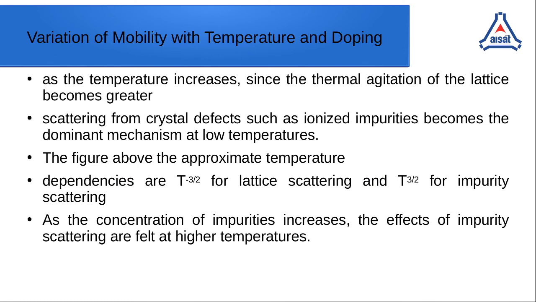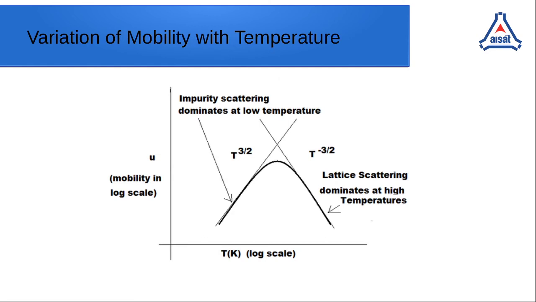To summarize this effect, as the temperature increases, since the thermal agitation of the lattice becomes greater, scattering from crystal defects or the ionized impurities is more prominent. The dependencies in number are like T, temperature, raised to minus 3/2 for lattice scattering, and T raised to 3/2 for impurity scattering, which is evident in the figure that we had seen earlier. I will show the picture once again. At lower temperatures, it is due to impurity scattering, which is T raised to 3/2. In case of higher temperature, it is T raised to minus 3/2.